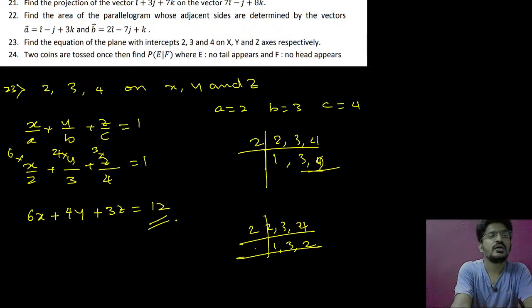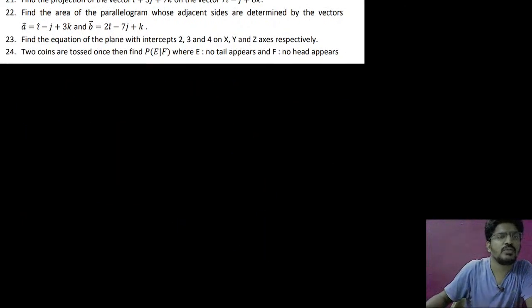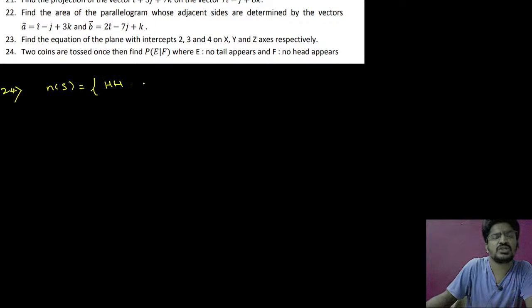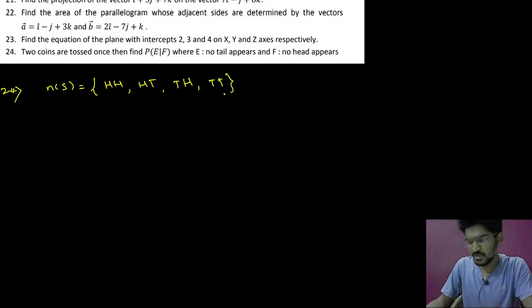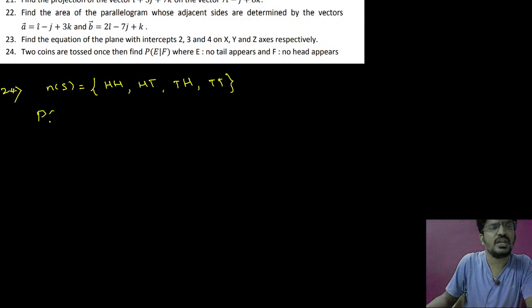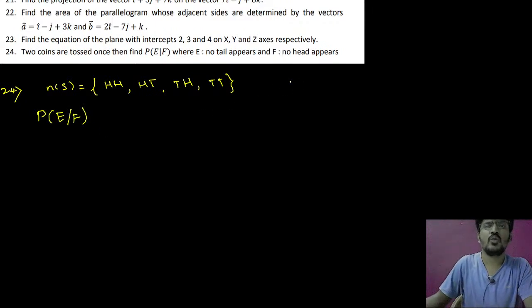Okay. Now we can go for problem number 24. Two coins are tossed. That means the sample space is equal to HH, HT, TH, TT. Okay. This is the sample space. So now what they are asking, probability of E such that F is given. Okay. What is E?